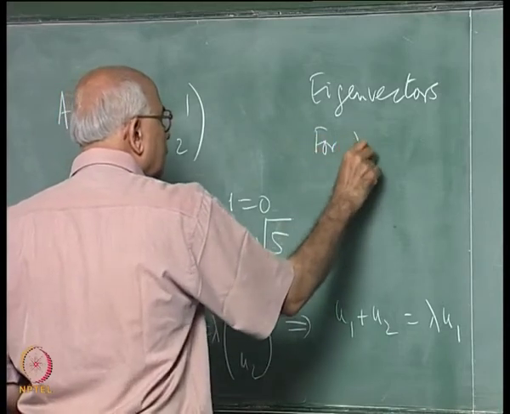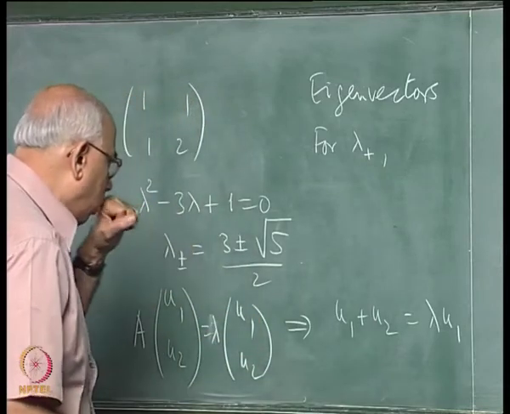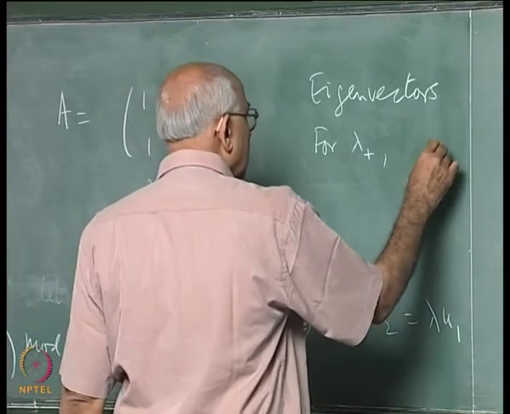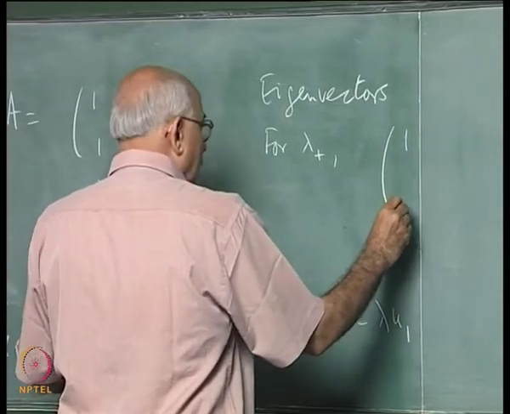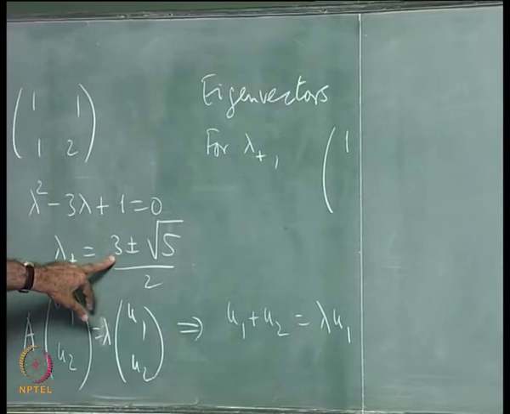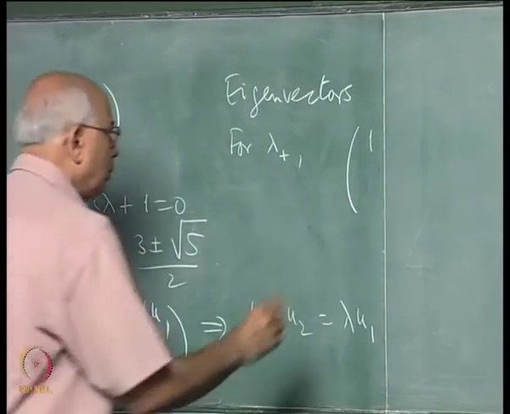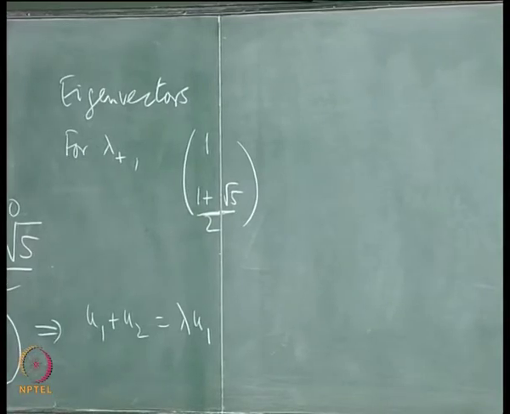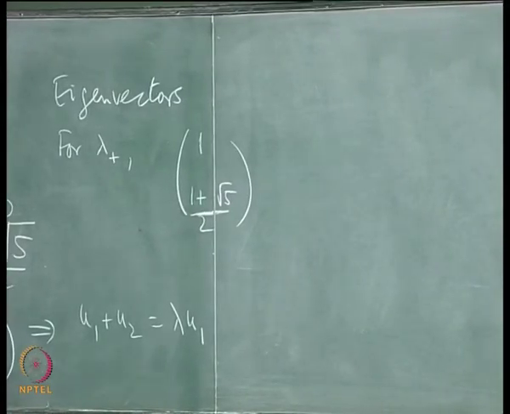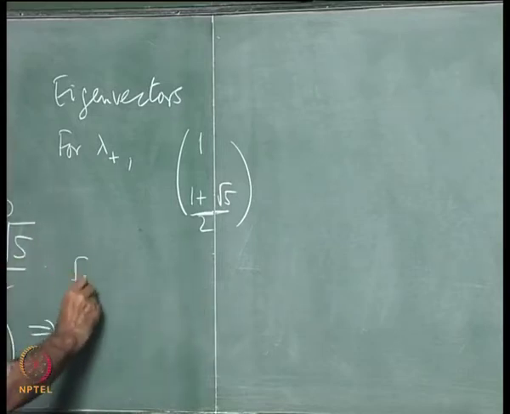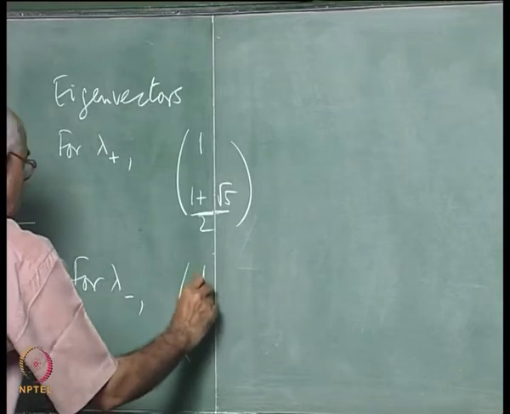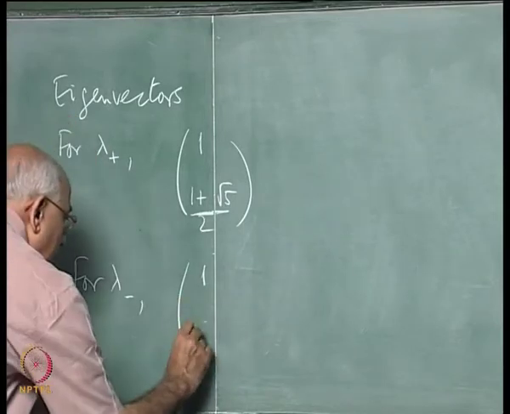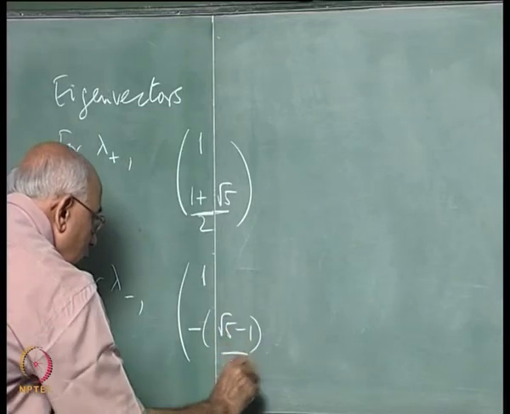So it is clear that the eigenvectors, for lambda plus, the eigenvector is, if I choose u1 to be equal to 1 for instance, u2 is lambda minus 1 times u1. So this is equal to 1 and lambda minus 1, that is 3 plus root 5 minus 2, that is 1 plus root 5 over 2. That is the eigen direction. And for lambda minus, the eigenvector is 1 and then a minus sign here, 1 minus root 5, but since root 5 is bigger than 1, let me write this as minus root 5 minus 1 over 2.